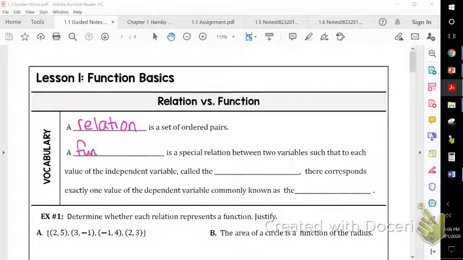And so a function is a special relation between two variables such that to each value of the independent variable called the domain, there corresponds exactly one value of the dependent variable commonly known as the range. So what is that saying? So what it's saying there is that a function, your x cannot be repeated.